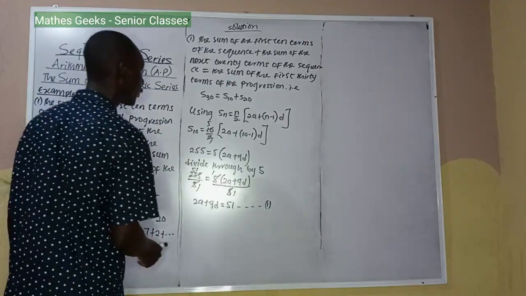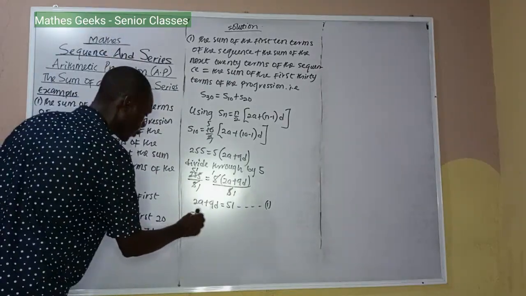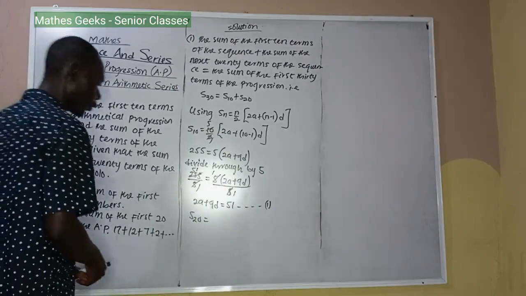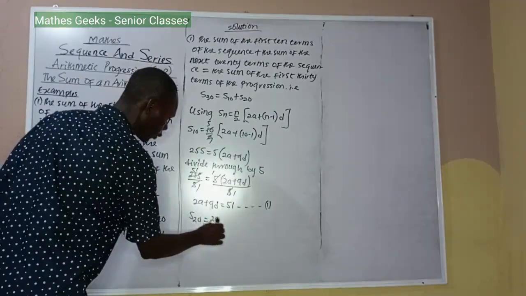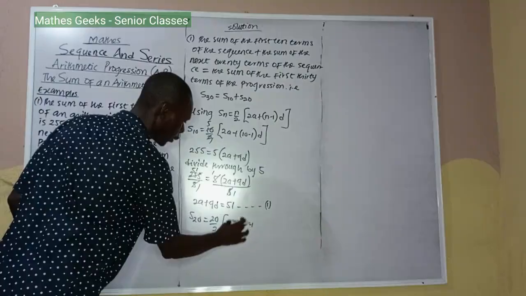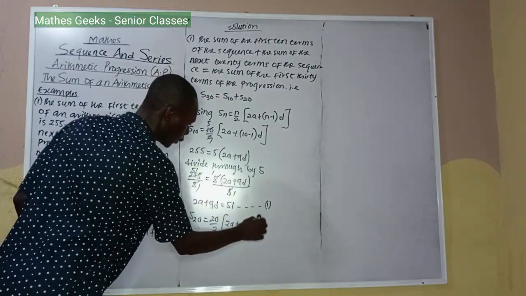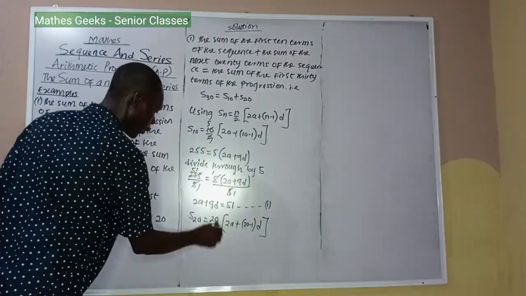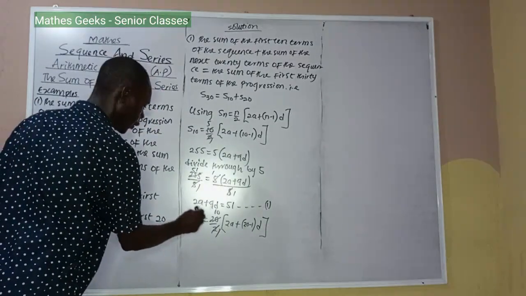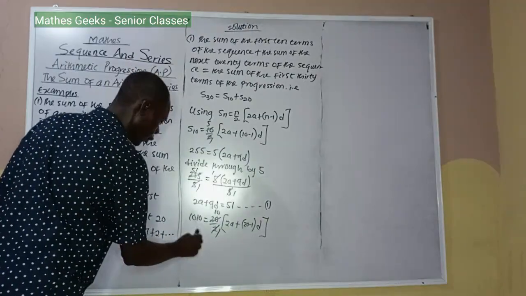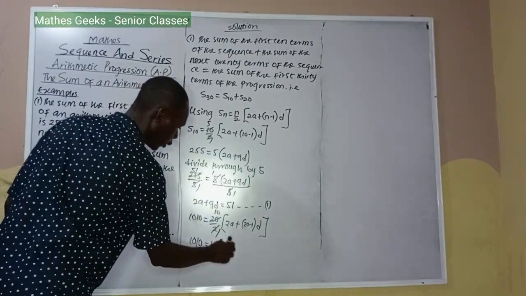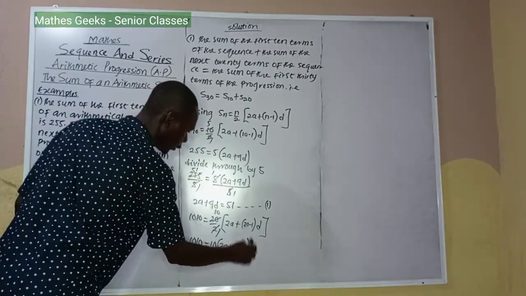And next, 20 terms. So S20, the sum of the first 20 terms of the progression, is 1010. So 20 divided by 2, times 2a plus (n minus 1)d, that is 20 minus 1, d. So 2 here 1, 2 here 10. And S20 is 1010, so this gives us 1010 equals 10 times (2a plus 19d).